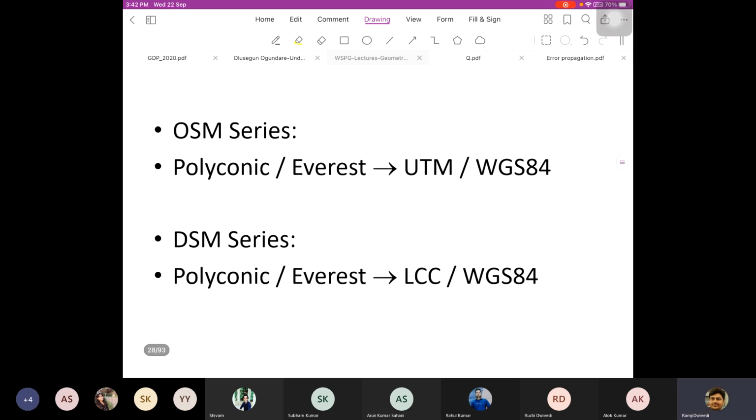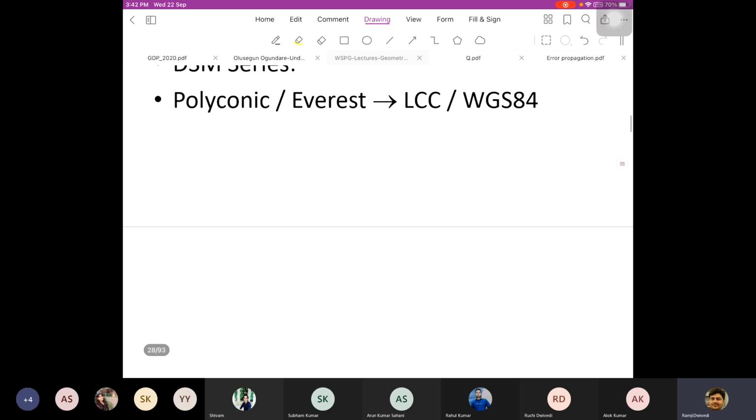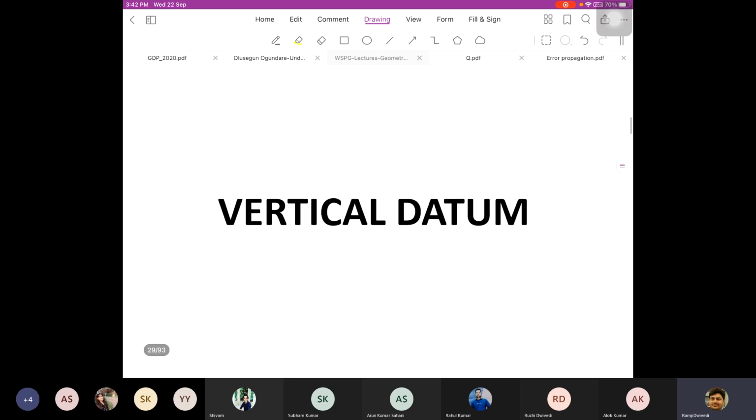So obviously the open series map is from Polyconic Everest, UTM WGS84, and for the DSM series, they have LCC WGS84. Anyways, talking more about the vertical data, because that was our interest. Our whole objective of topographical mapping is how do we better represent the height? If we are representing heights, then half of our job is done.